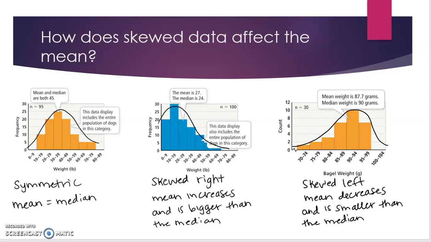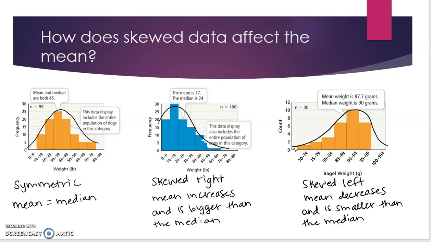Now, the good news is, whether we're looking at histograms, dot plots, or box plots, this idea that I have written down here is always going to be true. Symmetric data, the mean will be the same or close to the median. Skewed right data, the mean will be bigger than the median. And skewed left data, the mean will be smaller than the median.